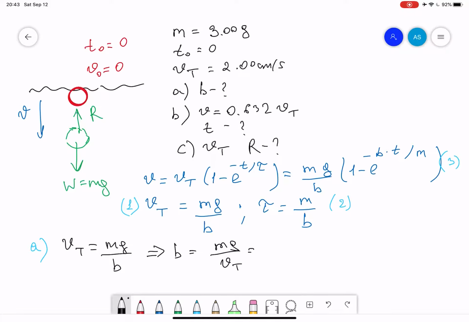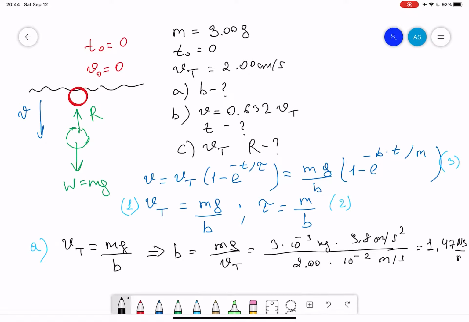The mass is 3 grams, which is 3 times 10 to the power of minus 3 kilograms, multiplied by 9.8 meters per second squared, and the terminal speed is 2 times 10 to the power of minus 2 meters per second. After doing the calculation, you should find that the constant b is equal to 1.47, and the unit is newton second per meter.